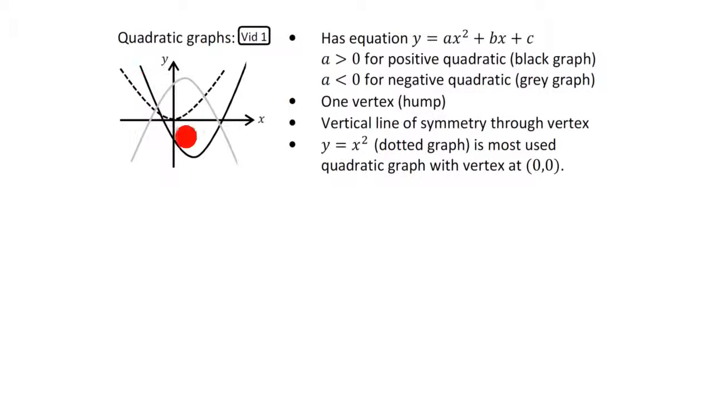All these quadratic graphs only have one hump or one vertex. Vertex means like the tip of the hump. Vertex also means corner, but yeah, it's kind of like a corner, isn't it?